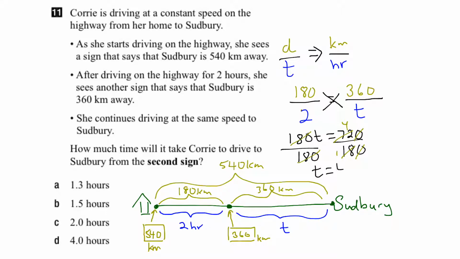So t is equal to 4. And the units would be hours because time is given in hours. So if we look down our options, we can see that D is the right answer.